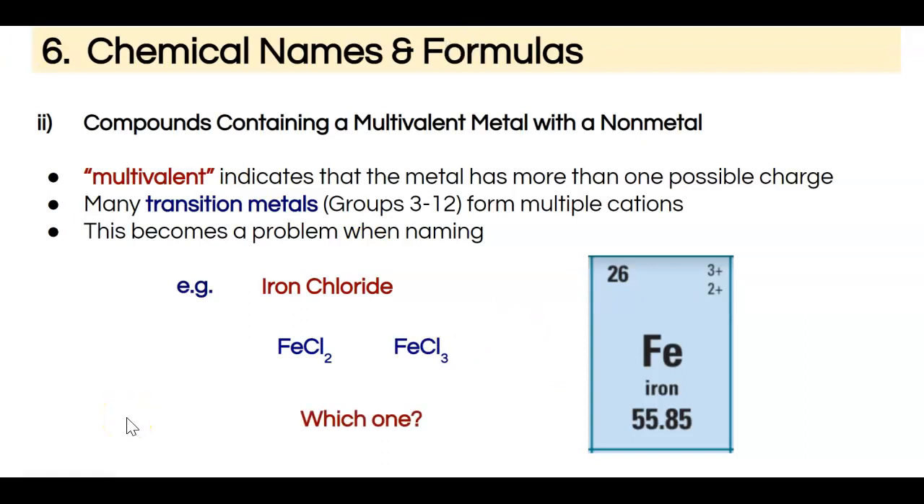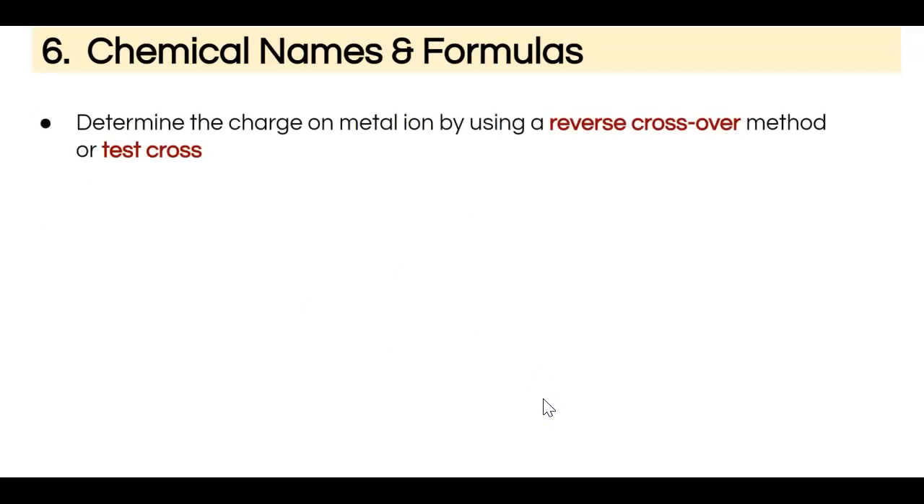So the question again becomes which one? Which one am I talking about? Iron with a 2+ charge, as in FeCl2, or iron with a 3+ charge, as in FeCl3. So there needs to be a rule in written form to let the reader know which iron cation we're talking about. So let me get to it.